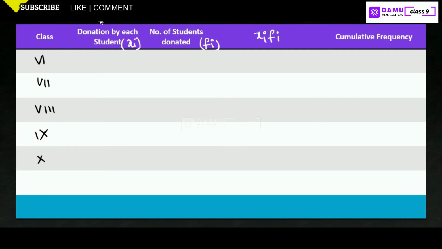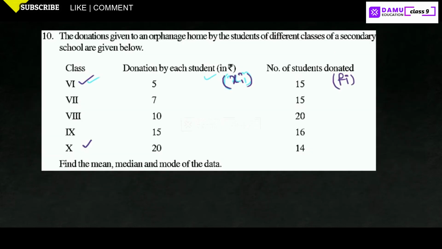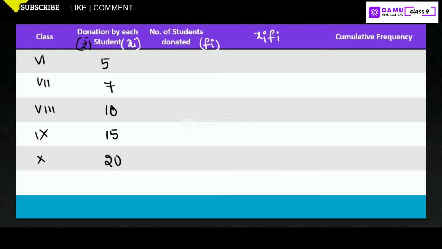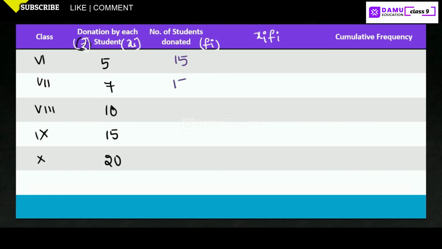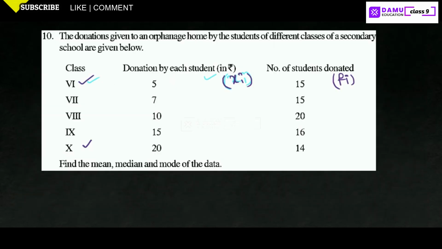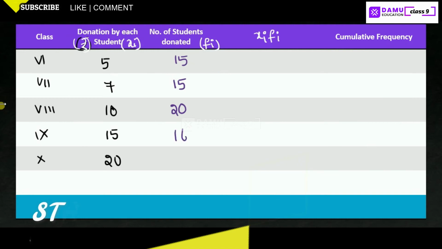The donation by each student is 5 rupees, 7 rupees, next 10, 15, then 20 rupees. These are the rupees donated to the orphanage home. Next, how many students donated? 5 rupees was given by 15 students, and so on, then 16 and 14. So 15 rupees was given by 16 students and 20 rupees by 14 students.